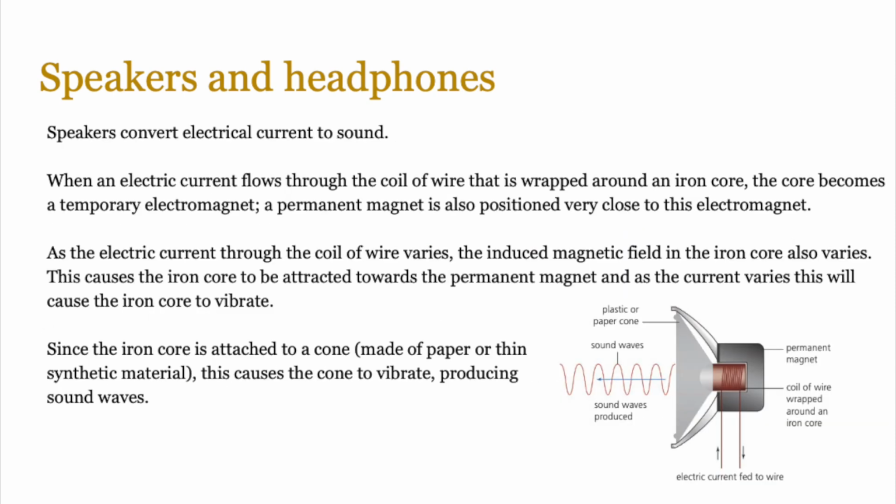Let's look at speakers and headphones in a bit more depth. Speakers convert electrical current to sound. So when an electric current flows through the coil of wire that is wrapped around an iron core, the core becomes a temporary electromagnet. A permanent magnet is also positioned very close to this electromagnet. So as the electric current through the coil of wire varies, the induced magnetic fields in the iron core also vary. This causes the iron core to be attracted towards the permanent magnet, and as the current varies, this will cause the iron core to vibrate.